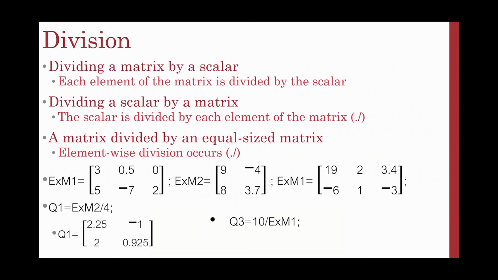If I wanted Q3 to be 10 divided by EXM1, I'm going to get an error because, again, the inner matrix dimensions do not agree, so it is not possible. I forgot my element-wise operator.